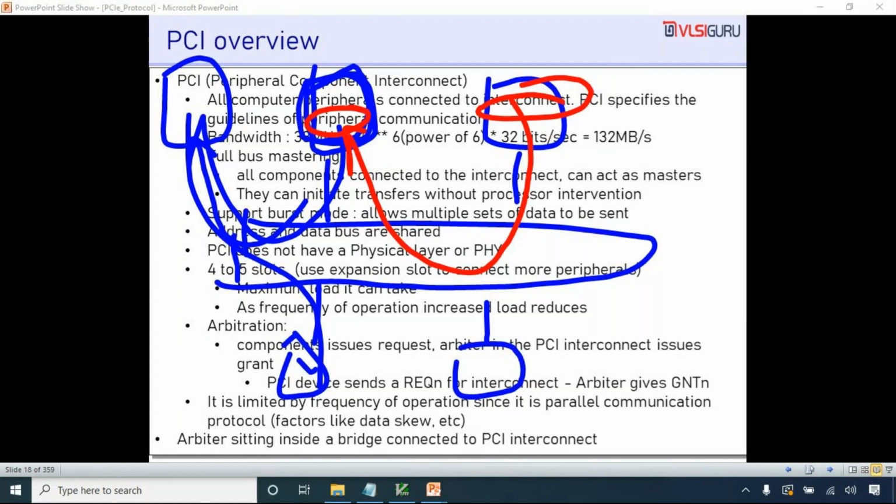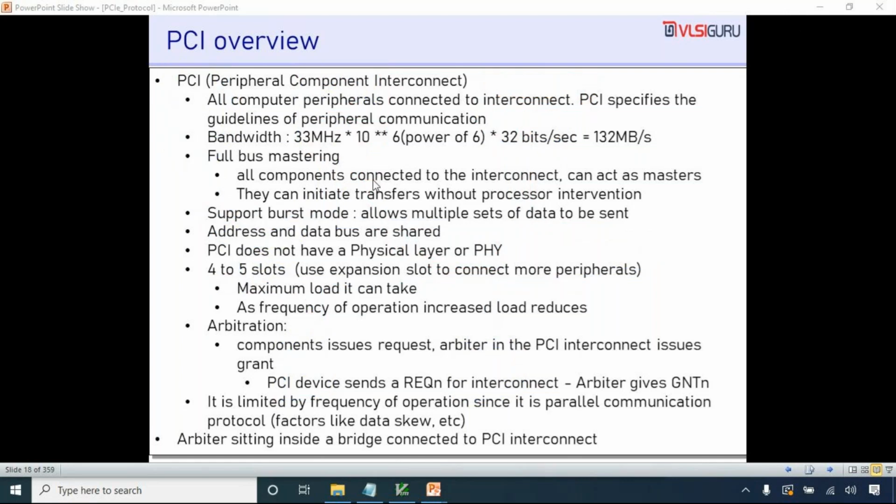But it has one important concept: it can initiate. The processor will only do the register configuration to tell that now you go and read from here and put the data here. That concept is called full bus mastering. All the components connected to the interconnect can act as masters. They can initiate transfer without much processor intervention. Ideally, what we are achieving out of it is reducing the load on the processor and moving that whole thing to the individual components in the architecture.